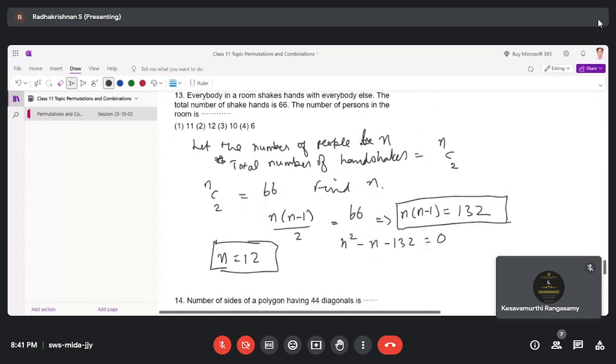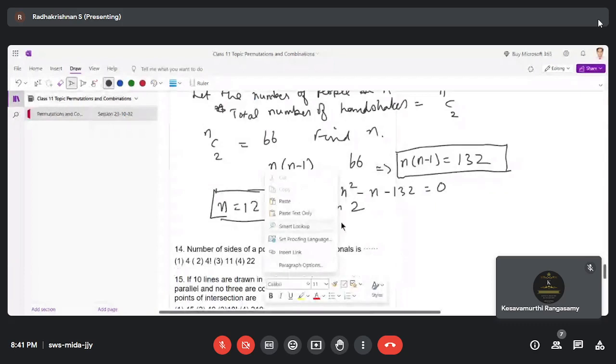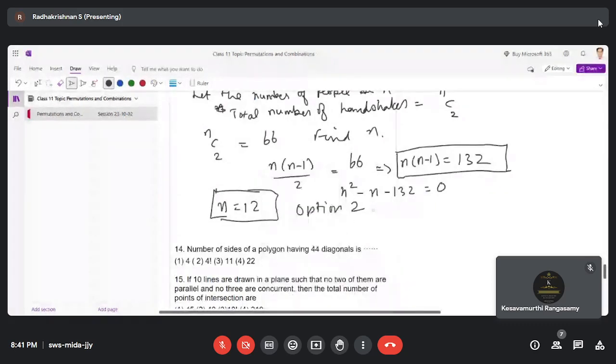Option 2. So here we are getting n minus 12 into n plus 11. So n equals 12 or minus 11. So only 12 is the correct answer. You should not put 11.